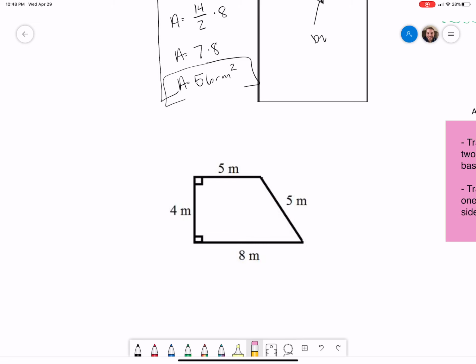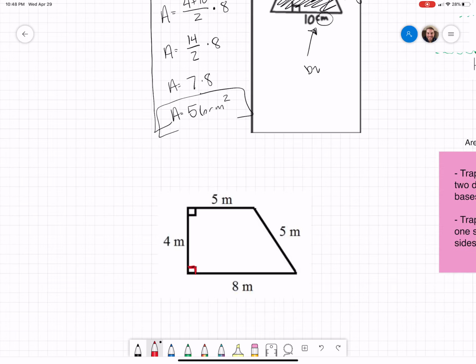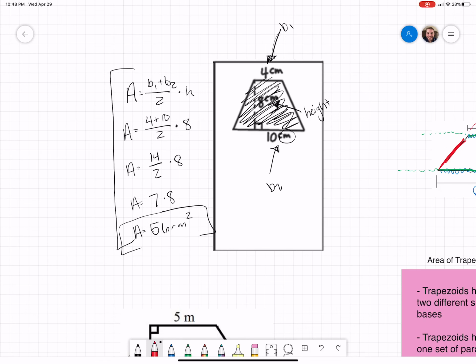Now this is different because this is a right-angled trapezoid, or what we call a right trapezoid, because it has a right angle right there, which is 90 degrees. If I remember up here, right, I didn't have a right angle. What we call these is an isosceles.